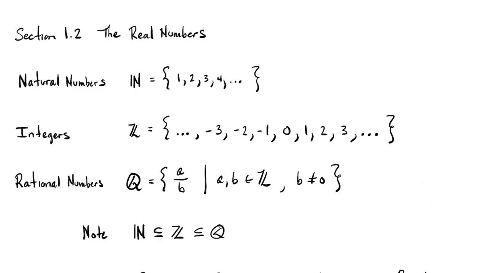All three of these sets of numbers have operations of addition and multiplication. You can multiply and add natural numbers, integers, rational numbers, always yielding numbers of the same kind.